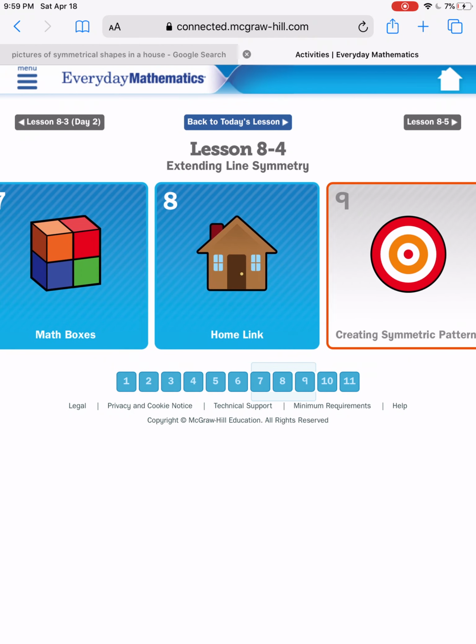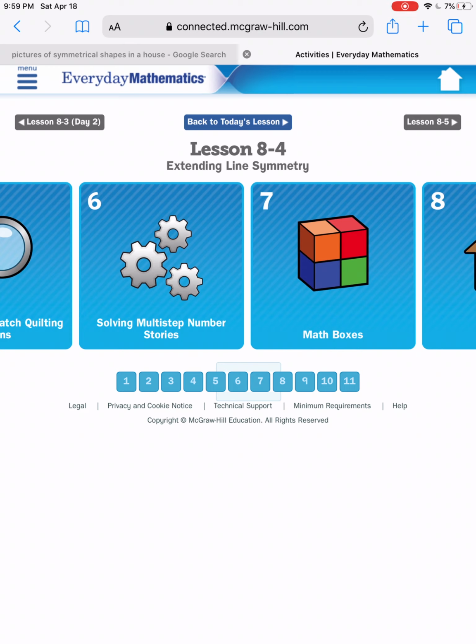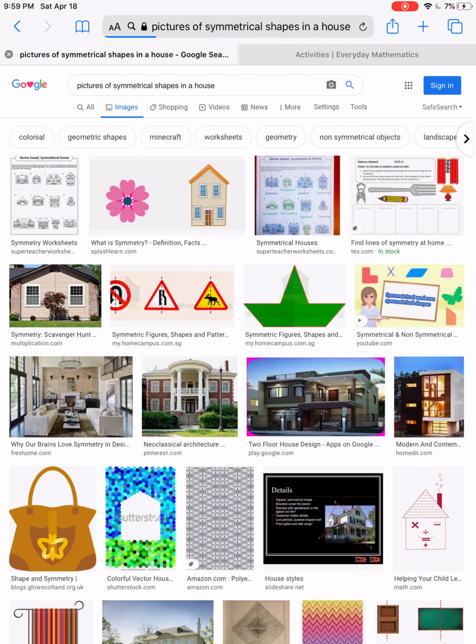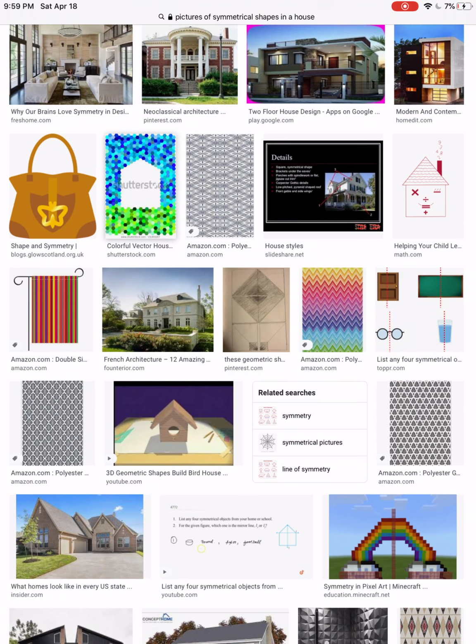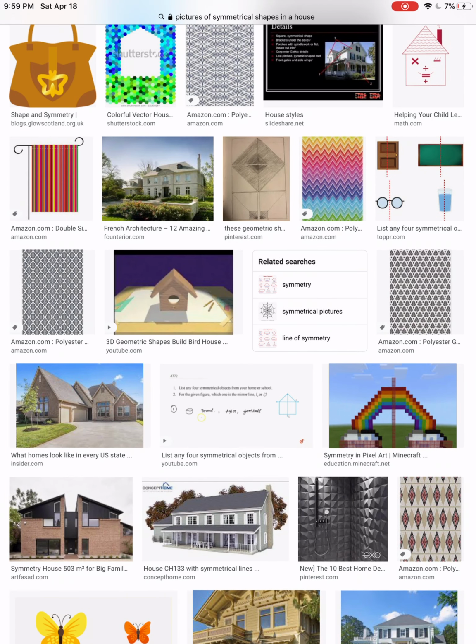and your home link. Boys and girls, feel free to search the internet for symmetrical images to help you get more visuals of what symmetrical shapes look like. And that's actually what I did before I started this lesson. I found this one down here, the rainbow, which is symmetrical. As you can see, that is pixel art from Minecraft, which I'm sure most of you are familiar with. But as you can see, there is line symmetry everywhere.